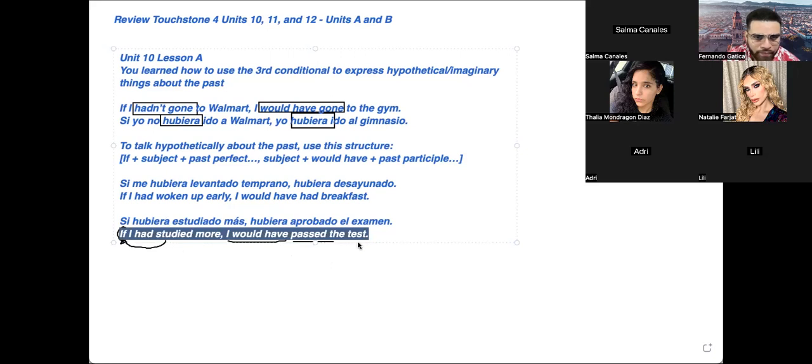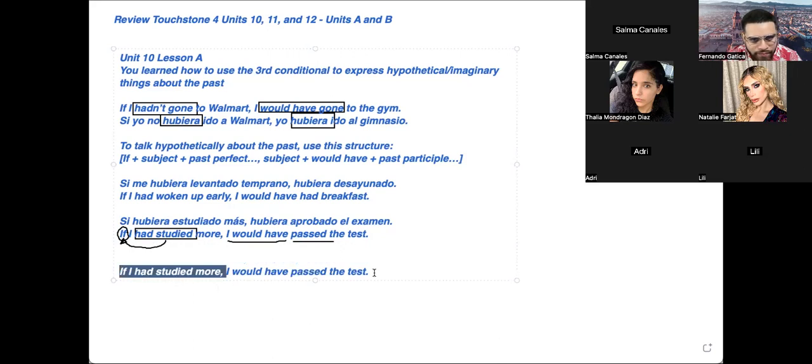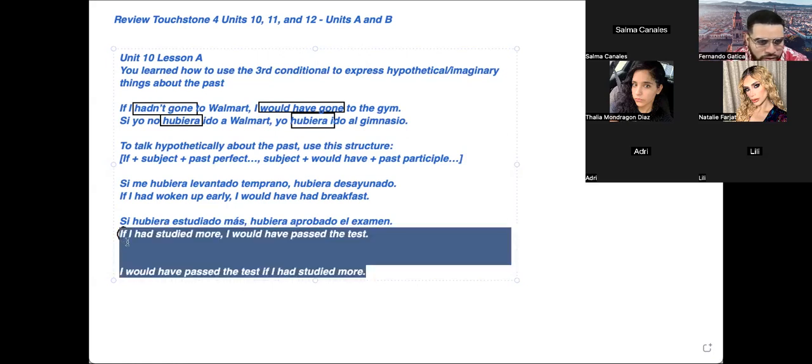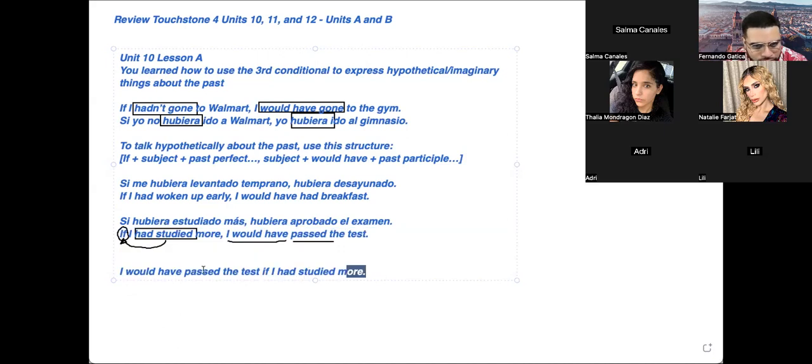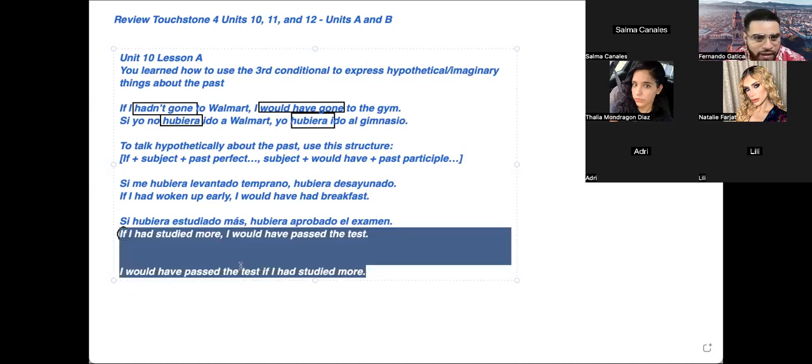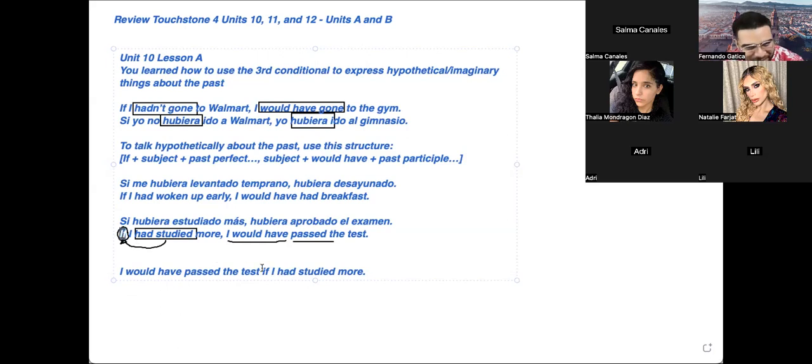Let me explain. I can say this, look. I would have passed the test if I had studied more. There is no difference. Si hubiera estudiado más, hubiera aprobado el examen. Hubiera aprobado el examen si hubiera estudiado más. There is no difference in the verbs. It doesn't matter if if is at the beginning or in the middle. After if, you always use the past perfect to talk hypothetically about the past.